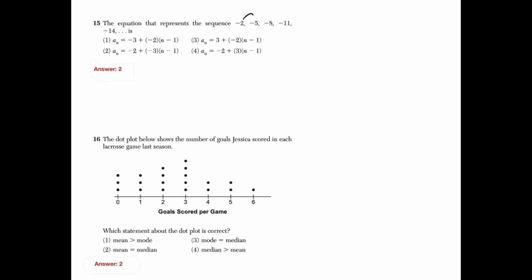One thing I noticed is there's a common difference between each of these. Each time the number is getting smaller by 3. So from -2, I go down 3, I get to -5. Down 3, -8. Down 3, -11. Down 3, -14. So this is a common difference of -3. All right, super important.